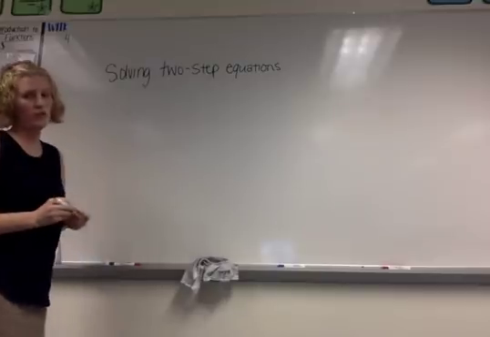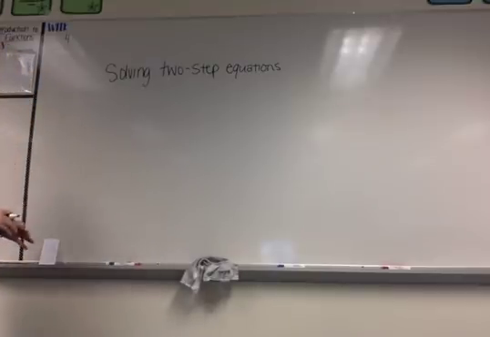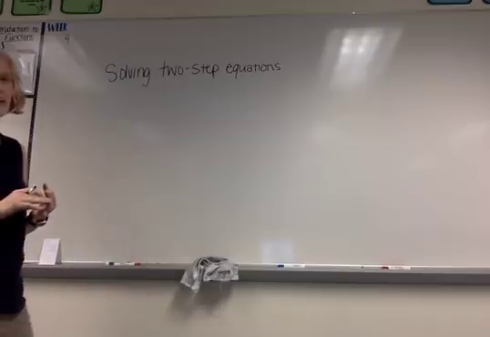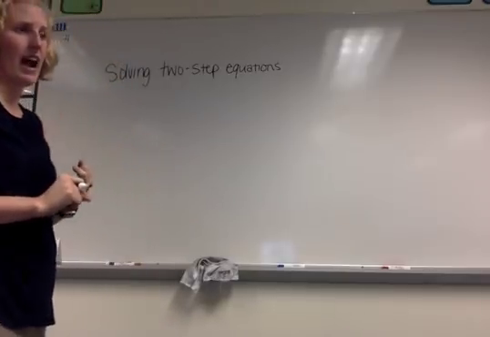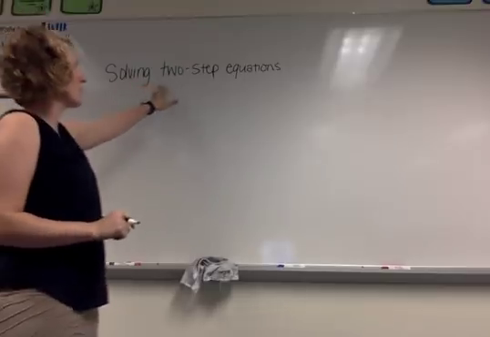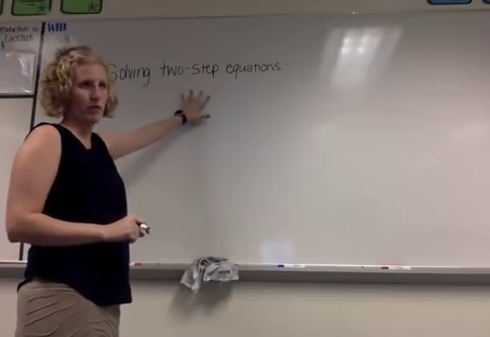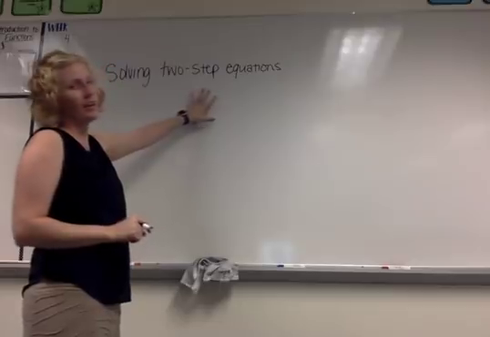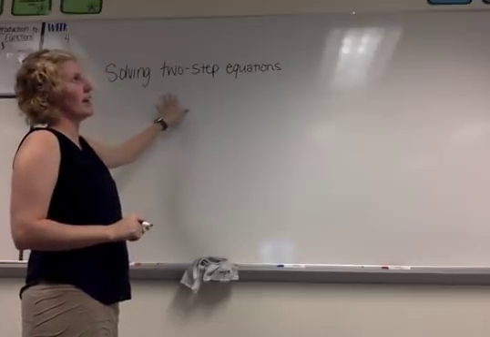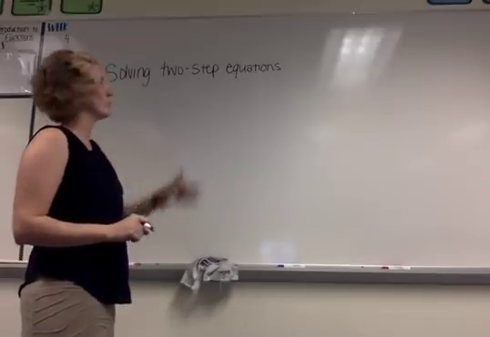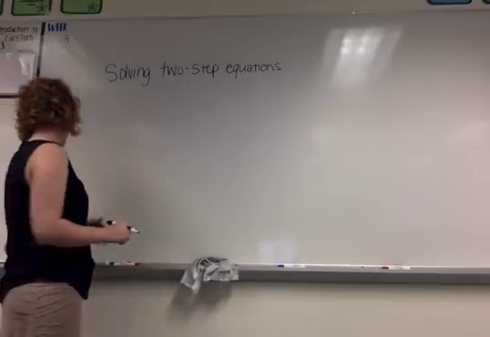Solving two-step equations. So yesterday you worked on one step by multiplying and dividing. The day before that you did adding and subtracting. Two-step equations, you're going to have to do two of them or some type of combination. Either adding and subtracting, or adding and multiplying, dividing and subtracting. You're just going to have to do a combination. So that's why it's called two-step.